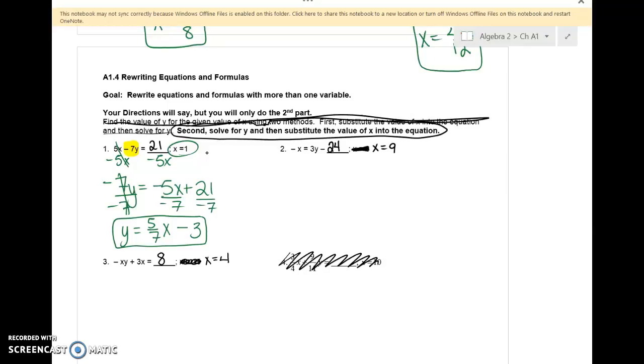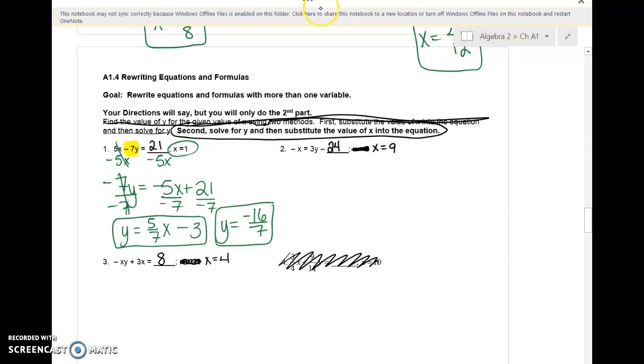If you do not know how to change your answers into a fraction or how to use your fraction button, please let me know during work time. I would be happy to show you. What is the answer? Negative 16 over 7.